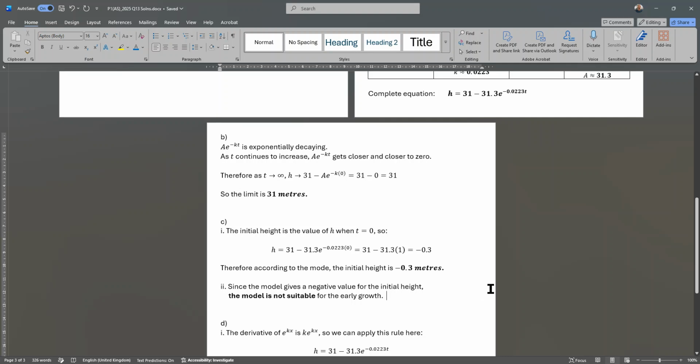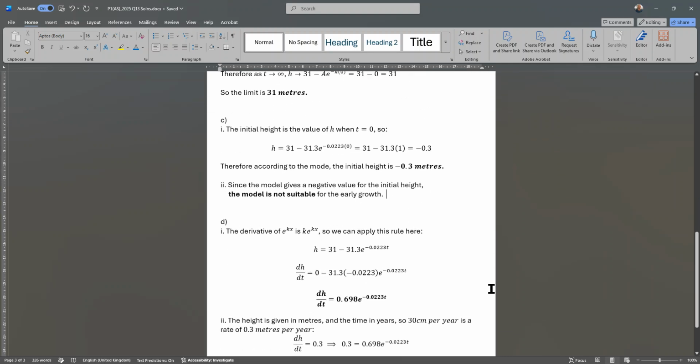And finally, part D. We have a rule for differentiating. If they ask you for dh by dt, the derivative of h with respect to t, first small point, this is h in terms of t. It's not y in terms of x. So avoid writing dy by dx. I know most of the time when you're working with derivatives and you're doing calculus, we have y as the output and x as the input. But as soon as we start dealing with models like this, the variables could have all sorts of names. So get in the habit of using the names of the actual variables in question.